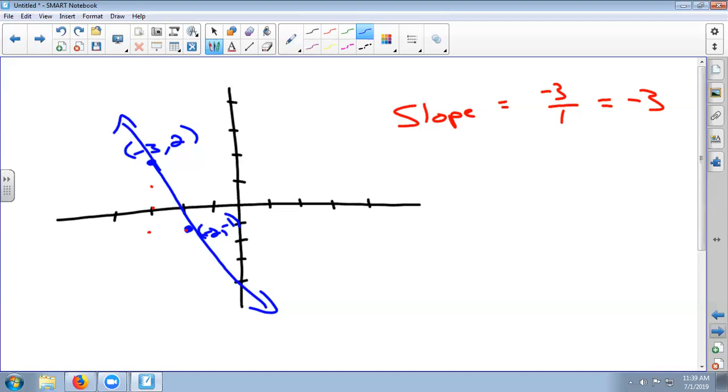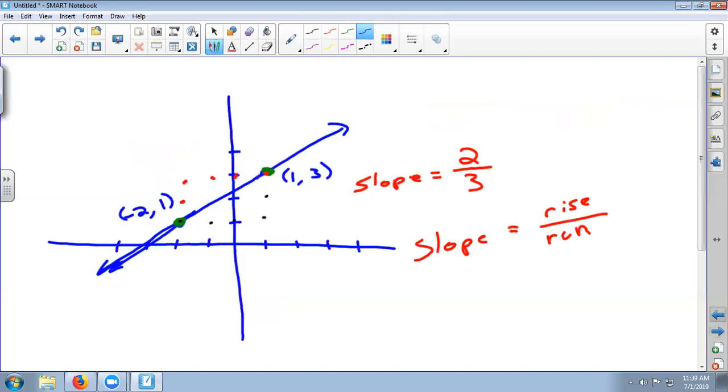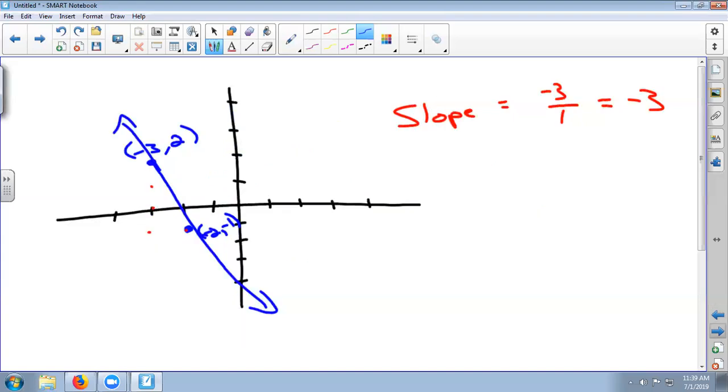The larger the number is, the steeper the slope. This one right here is a 3. It has a pretty steep slope. Right here's 2/3, not as steep. I know one's positive and one's negative, but you get the idea.